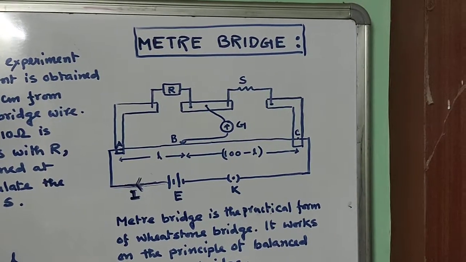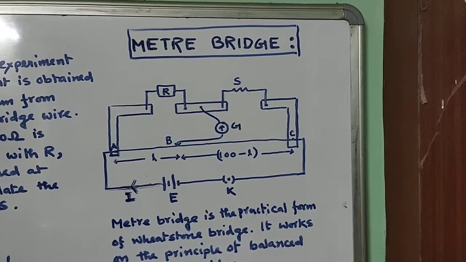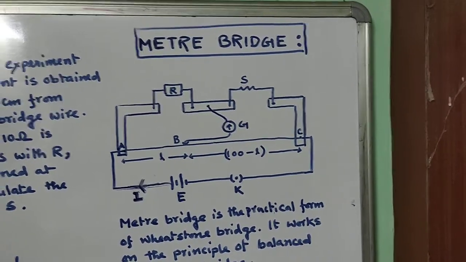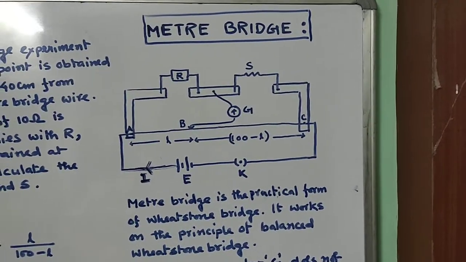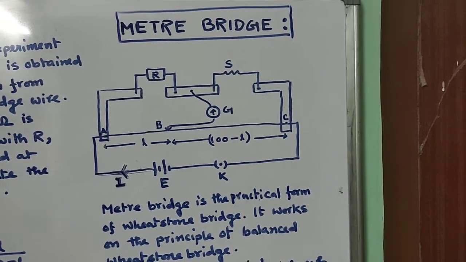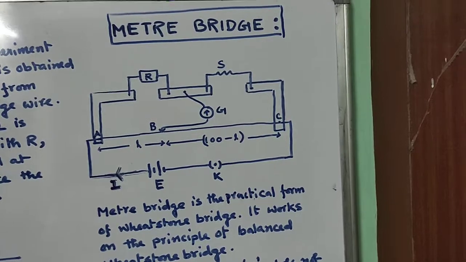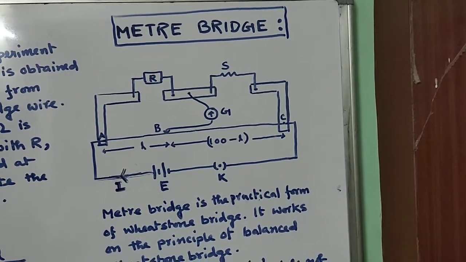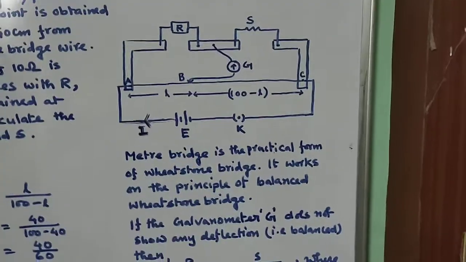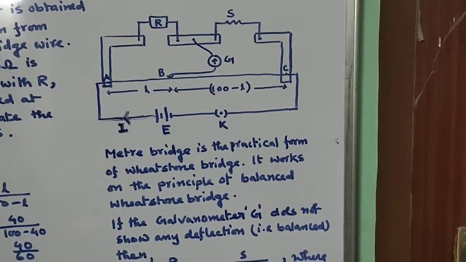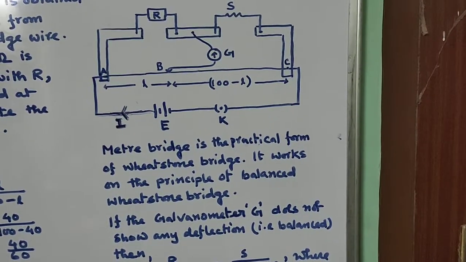Under the Wheatstone bridge principle the ratio of the resistance capital R and the resistance of the wire of length AB should be equal to the ratio of the resistance S and the resistance of the wire of length BC. And the source is connected between A and C with the EMF E, and the key is there. So current will flow through the wire from the source. Now what we have written, let me read out. Meter bridge is the practical form of Wheatstone bridge. It works on the principle of a balanced Wheatstone bridge.